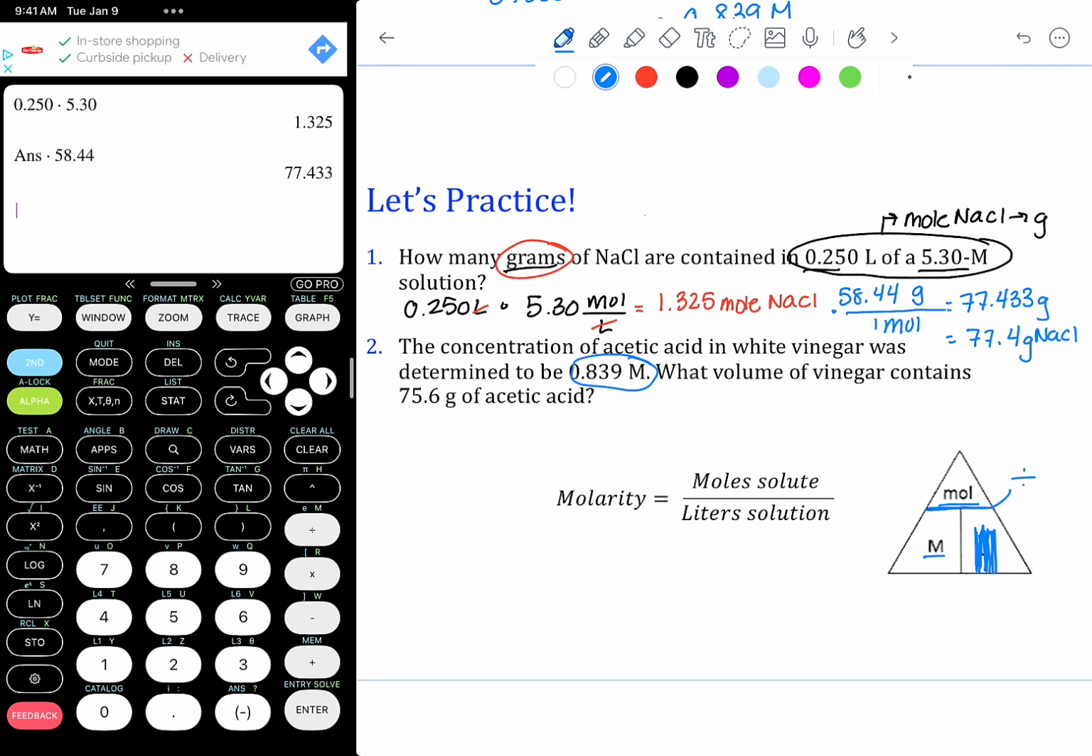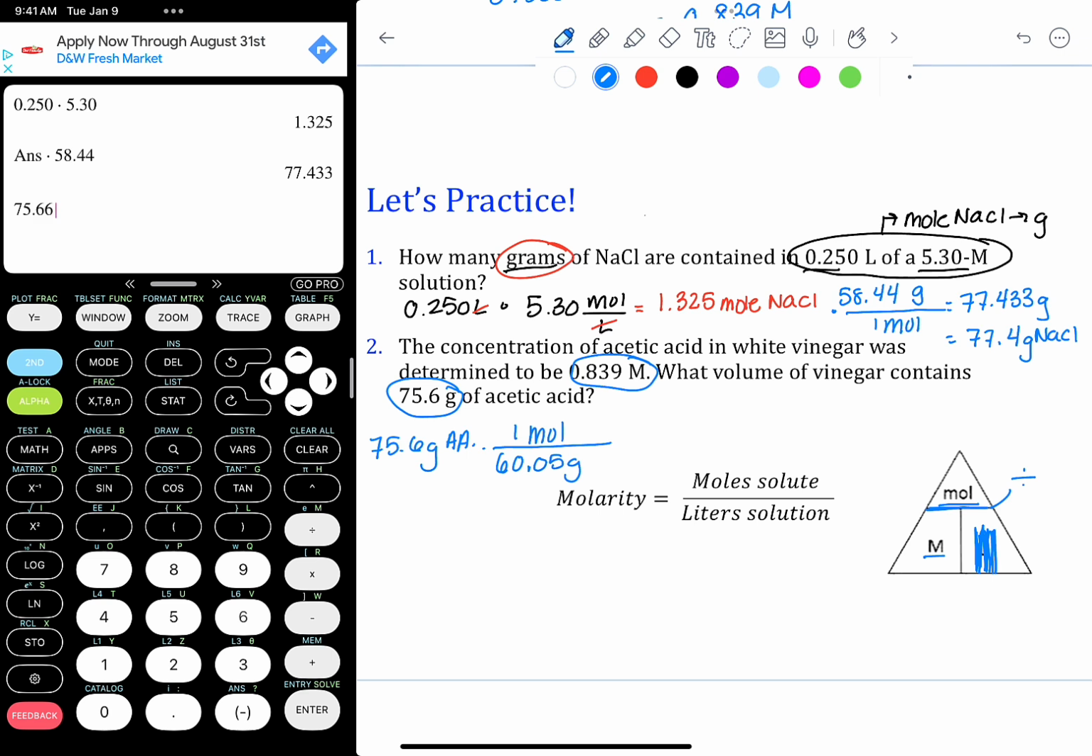We have our concentration, we solved for that in our previous examples, but we have a mass again. So we're going to do what we did before and take that mass of acetic acid and convert it to moles using its molar mass. So we have 75.6 grams of acetic acid, and we're going to divide it by its molar mass of 60.05 grams per 1 mole. So 75.6 divided by 60.05, and we get that our mole value is 1.25995 moles of acetic acid.